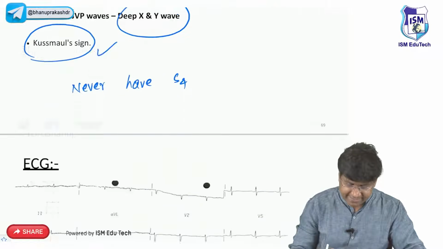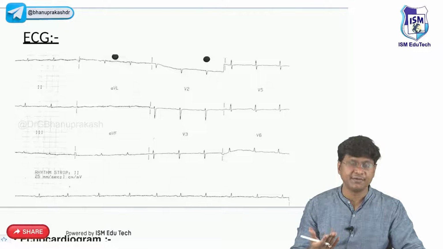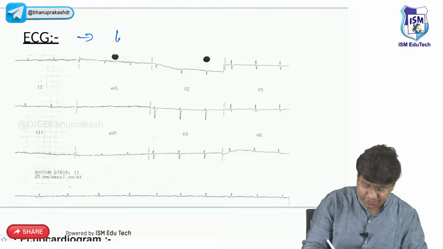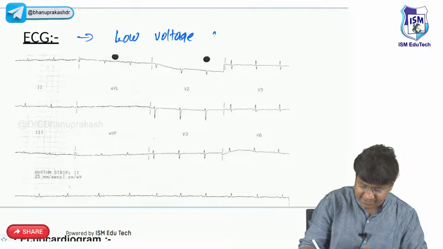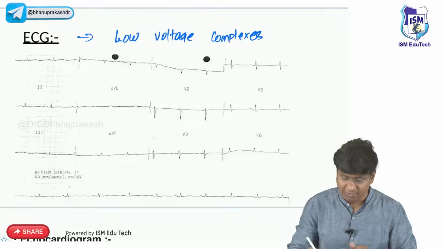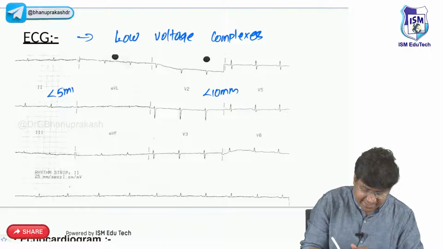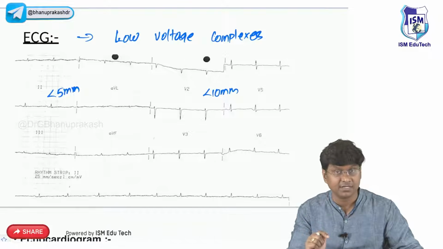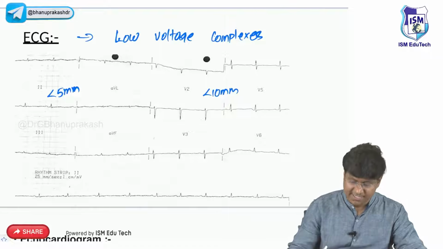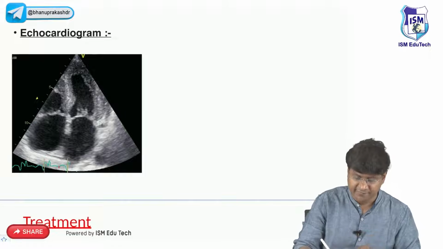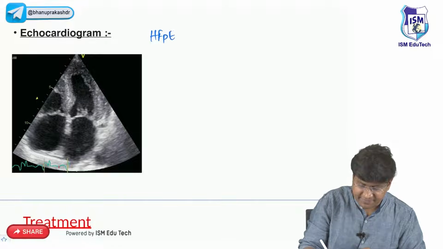Okay. Then, how do you diagnose restrictive cardiomyopathy? One is 2D echo and the other one is ECG. In ECG, you will notice the presence of low voltage complexes. What is that? Less than 10 mm in the chest leads and less than 5 mm in the limb leads. That is what you will have in restrictive cardiomyopathy. And on echocardiogram, you will see heart failure with preserved ejection fraction.